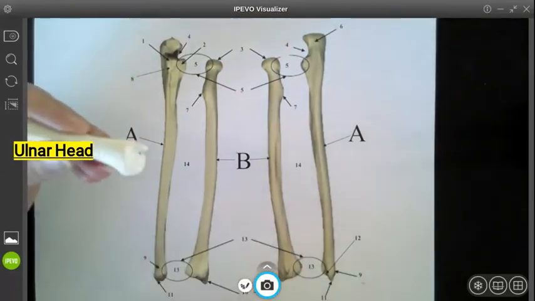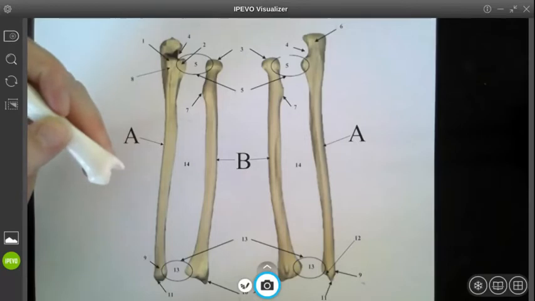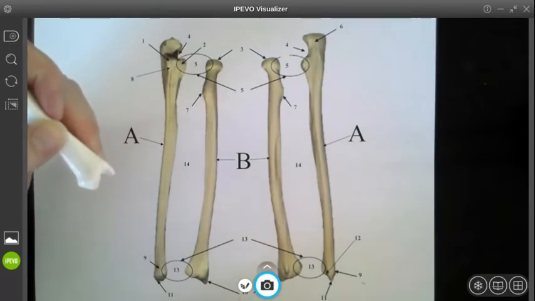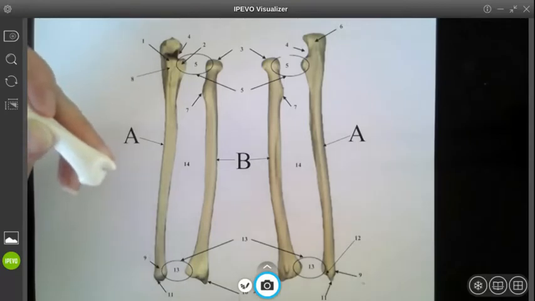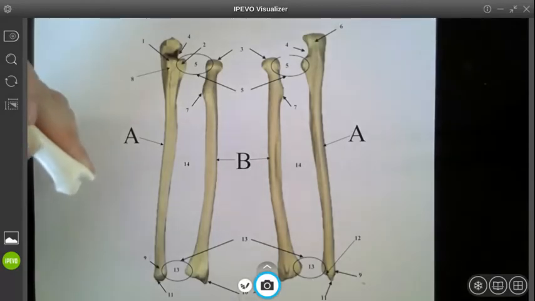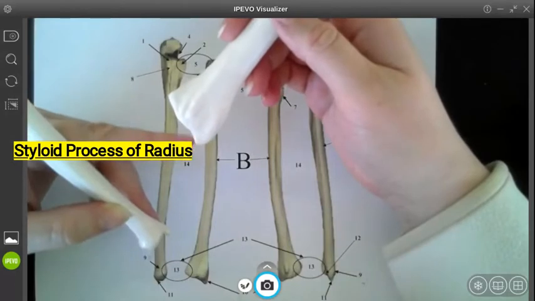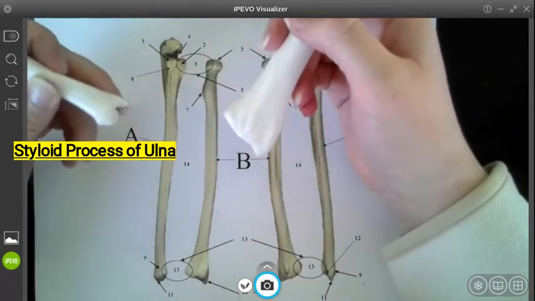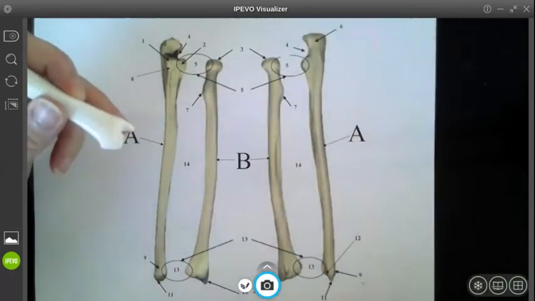And then this right here is actually a styloid process. You have one of those on your skull. It's next to your mastoid process, which is the rounded projection. You also have a styloid process on your radius, and you have one on your ulna, so that's the next two. Number 10 is the styloid process of the radius, which is this pointy part right here. And 11 is the styloid process of the ulna, which is this pointy part right there.